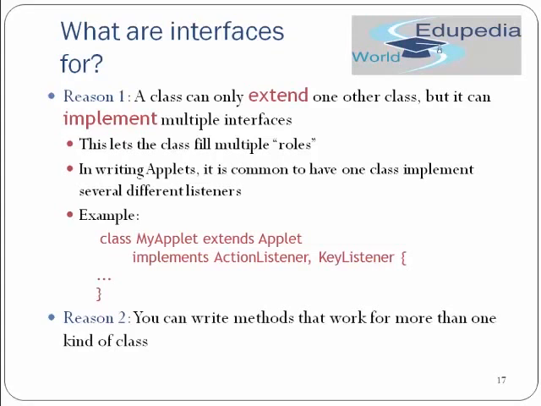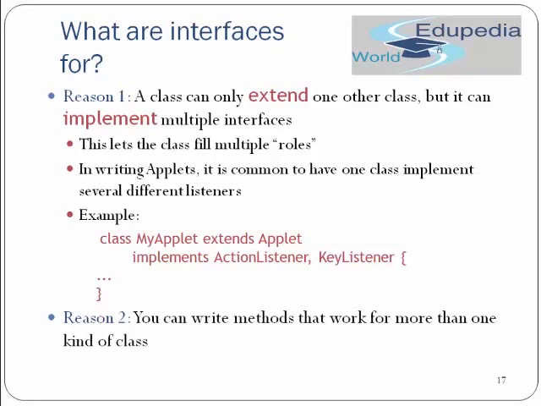This lets the class fill multiple roles. In writing applets, it's common to have one class implement several different listeners. Why? Because here you want to listen to different events and you can use the implements keyword and implement as many interfaces as you want. So this is a really good reason to use an interface over abstract classes.